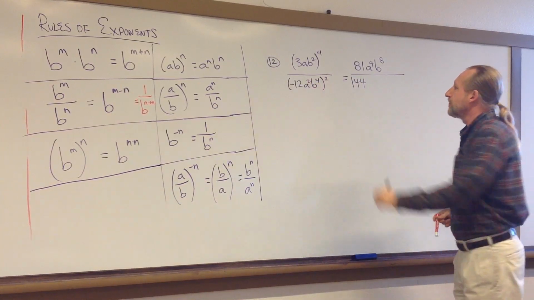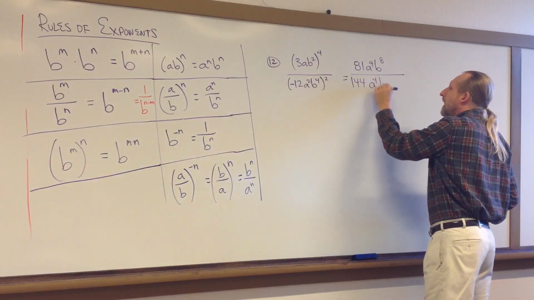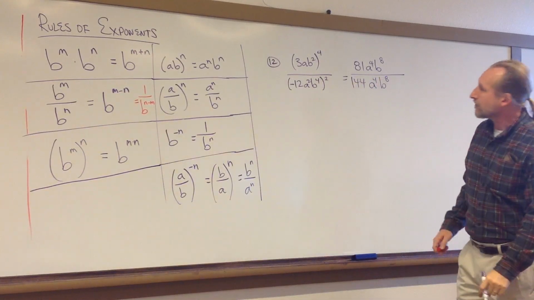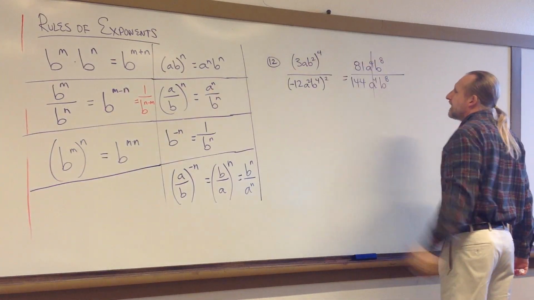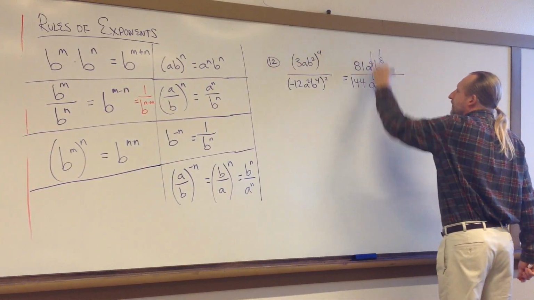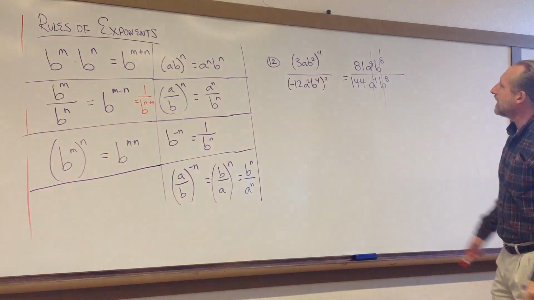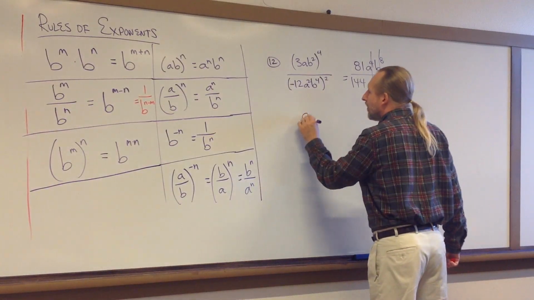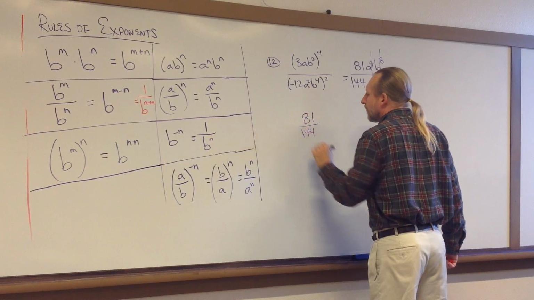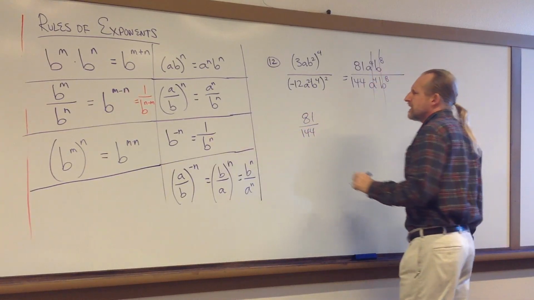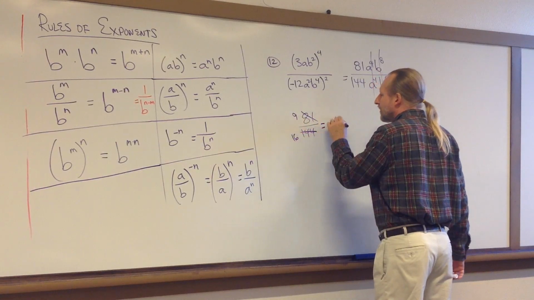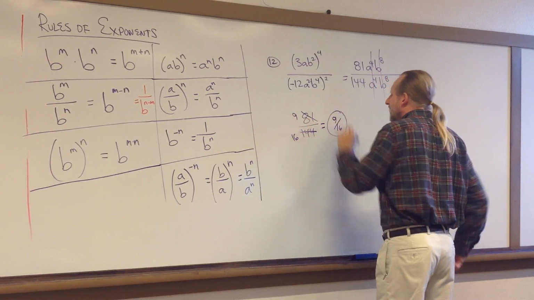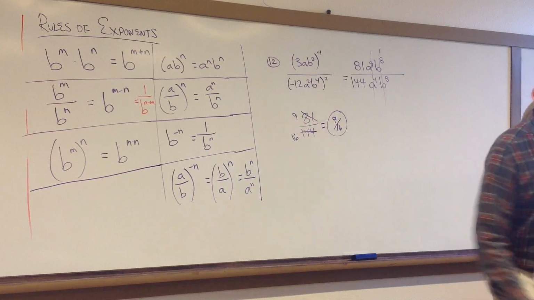This will be a to the 4th and b to the 8th power. Okay, well let's see, all the variables cancel out. A to the 4th cancels out a to the 4th, b to the 8th cancels out b to the 8th, and we're left with 81 over 144. And if we reduce that, let's see, 9 goes into 81 9 times, 9 into 144 goes in 16 times, and we end up with 9 over 16.